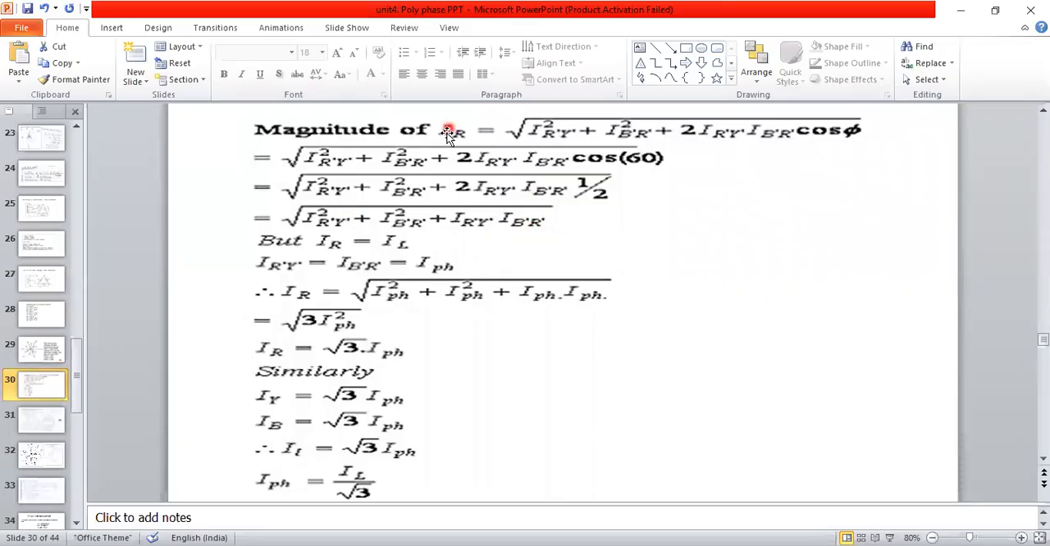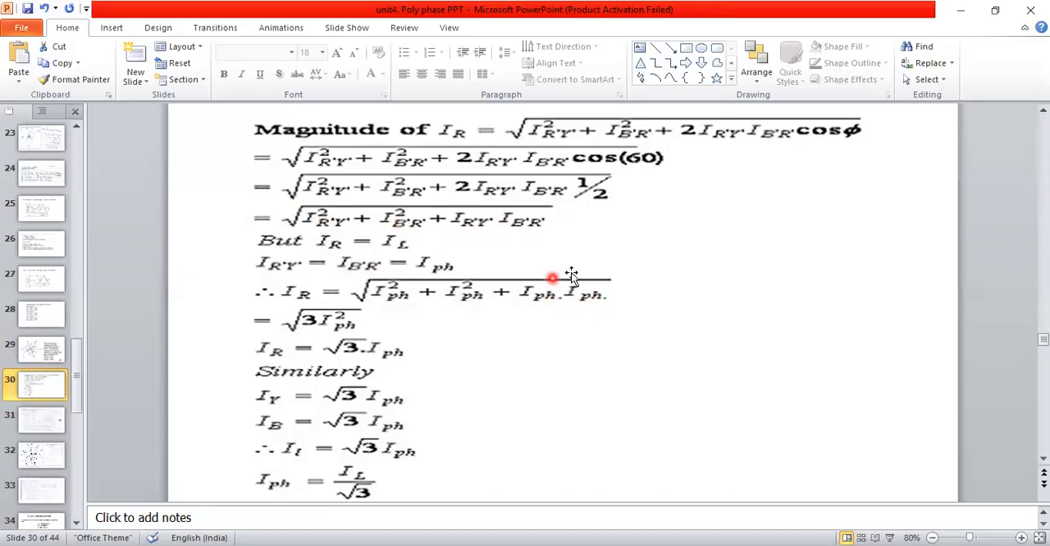But the IR value you are writing, is it line or phase? IR equals line current, so IR equals IL. And IR'Y', IB'R', IY'B' are all phase currents, so in this place we write IPH. IR'Y' square becomes IPH square. IB'R' square is IPH square. Plus IR'Y' into IB'R', both IPH.